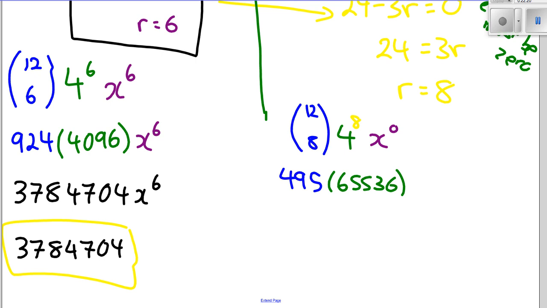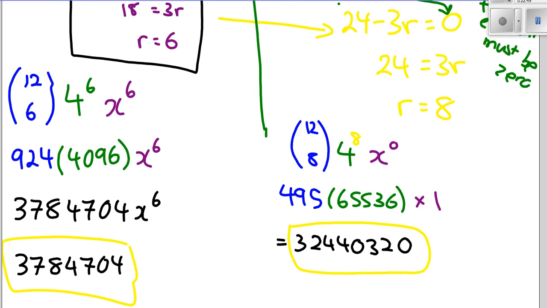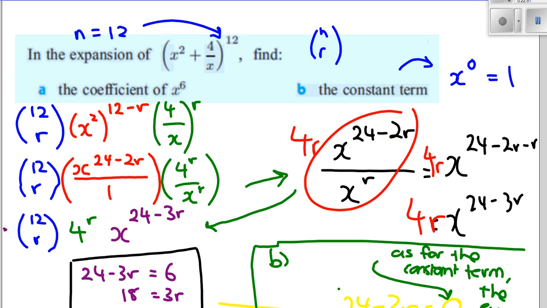X equals 1. And then, like I said, there is no x anyway. 3,240,320. That's our final answer. They just wanted to know what the constant term is. It's positive too, which makes sense. Because your r is 8, they're both positive terms anyway, so ignore that.